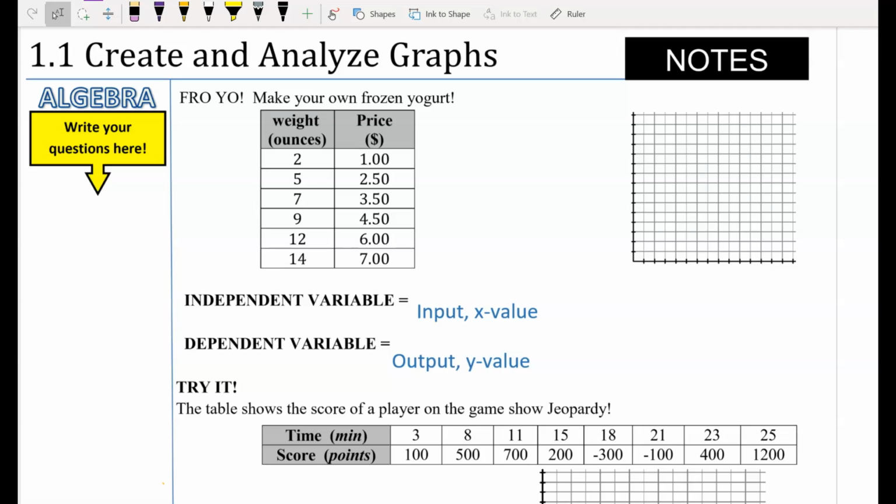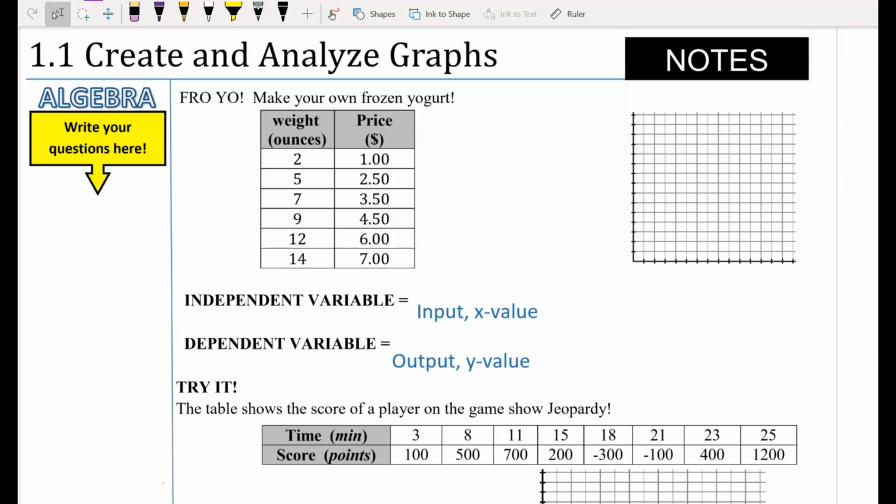Now think about walking into a store to buy some frozen yogurt. You're going to fill your cup and then you're going to go check out. So the price that you pay, you don't know what that price is until you have filled your cup with the amount that you want. So the independent variable, the thing that happens first, is the weight. How much do you put in your cup? And then the output, or the result of that, is the dependent variable. That's your output. That's going to be the price.